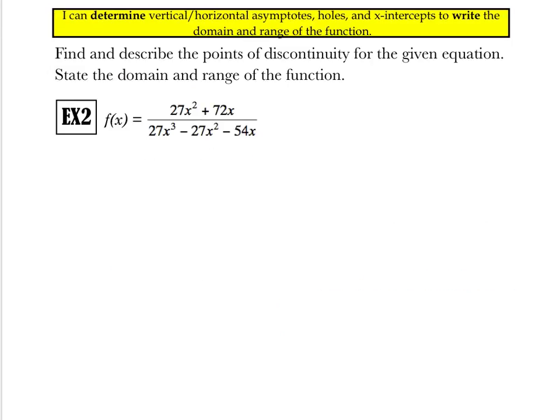Alright, so what I'd like you to do is pause the video, and I'd like you to try number 2. So find and describe the points of discontinuity for the given equation, and then state the domain and range of the function. So I want you to find any vertical, horizontal asymptotes, any holes, and then just state the domain of the function. See what you can do.